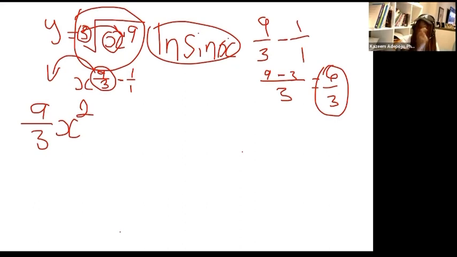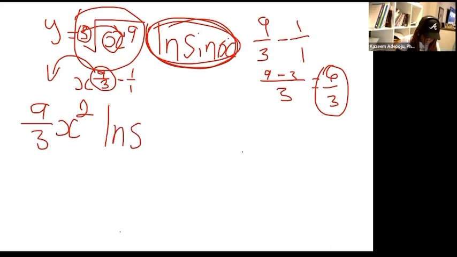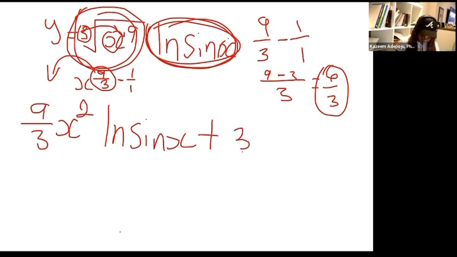Now, just like the other one we did before, we're going to write ln sin x down without differentiating it yet. It's going to be ln sin x plus, because it's a product rule, now we have to write this without it being differentiated yet. So it's going to be a 3 over here, where we write our square root of x raised to the power 9.